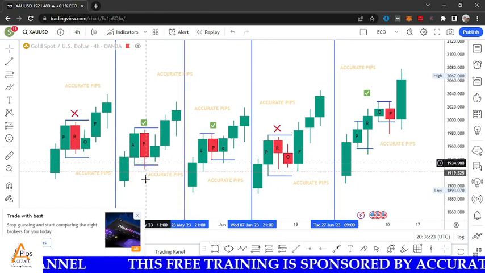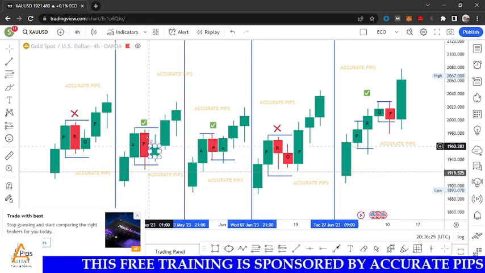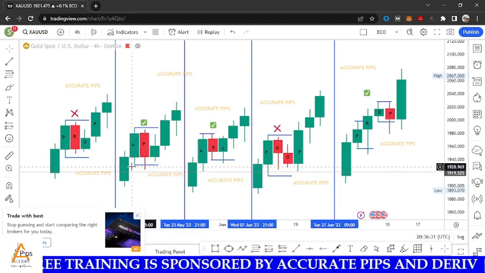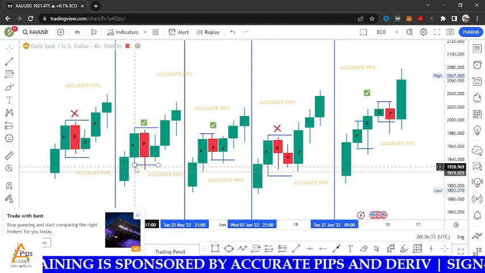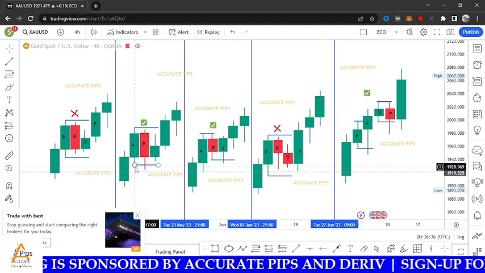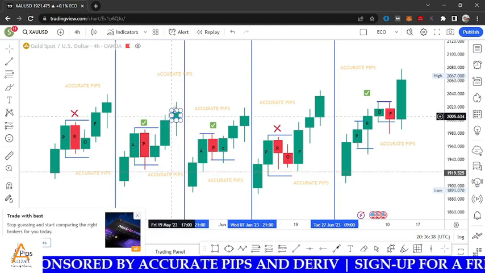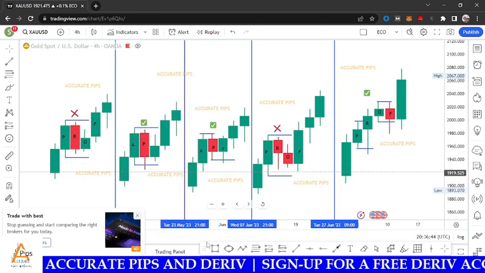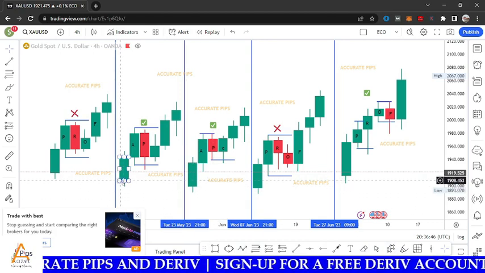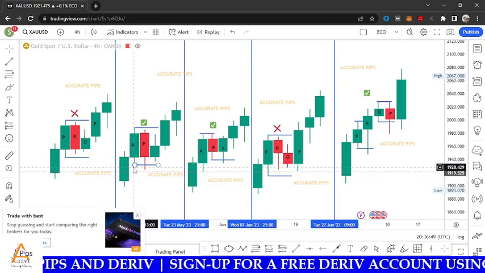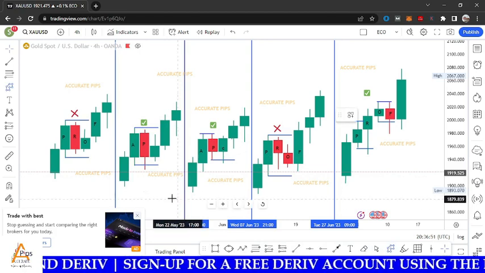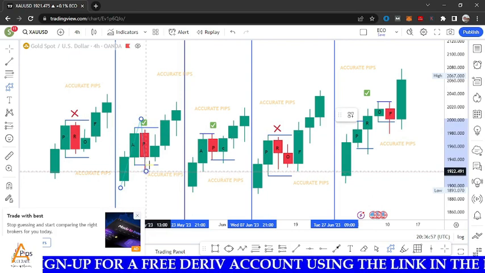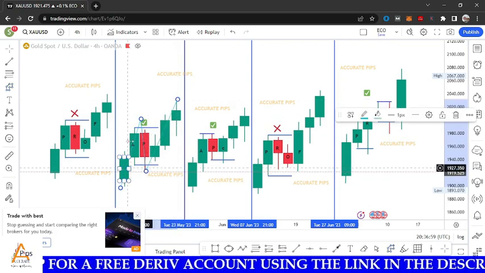Once that happened, we know that this pullback is valid, because the liquidity left by the A candle at the tip there has been taken out by the P candle. Then after that, we see the market spring up to continue with the momentum. So we see this candle moving this way, and then this way, and continuing with the leg.